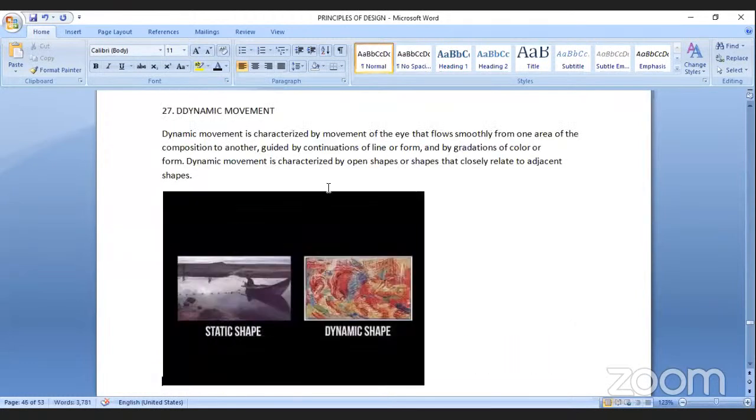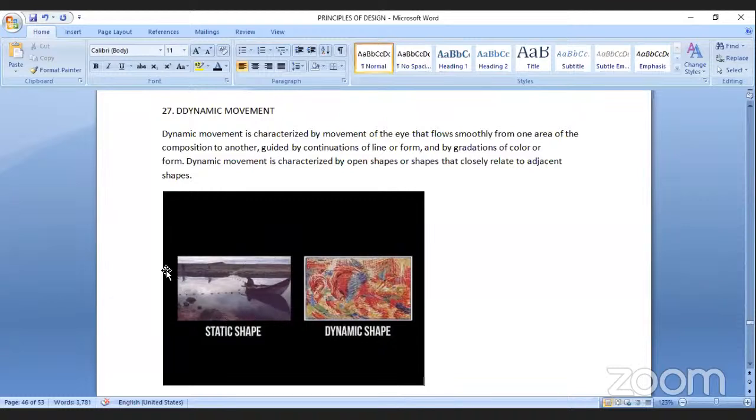Dynamic movement is a type of movement, so is static. Dynamic movement is characterized by the movement of the eye that flows smoothly from one area of the composition to another. Dynamic movement is characterized by open shapes or shapes that closely relate to adjacent shapes. This you can see, this looks like it is moving. It's called a dynamic shape.